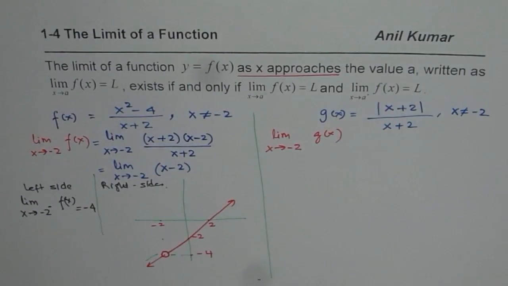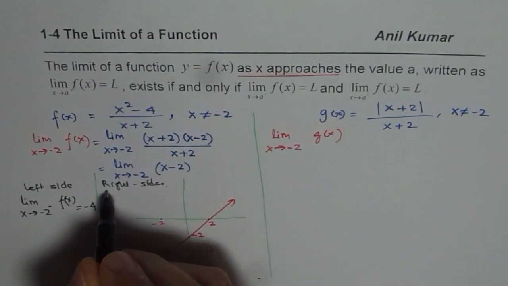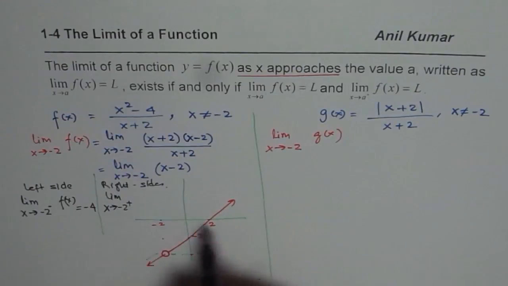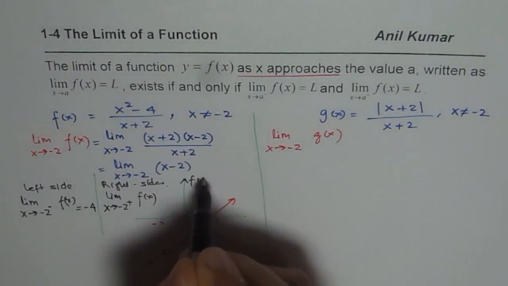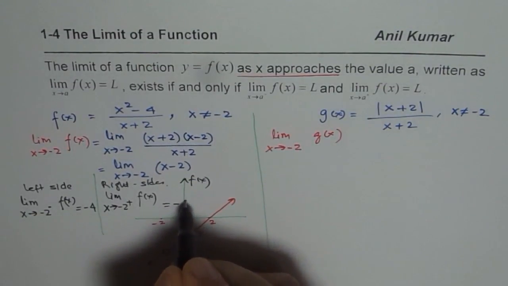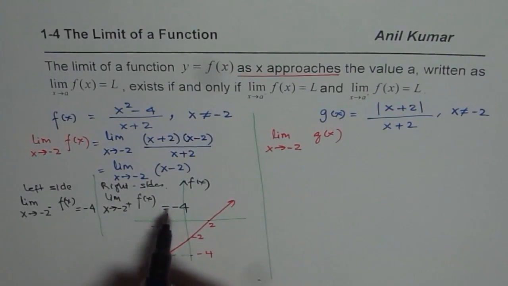How about when I am approaching from the right side? So when I am approaching from the right side, I'll write like this, limit x approaches minus 2 plus. Plus means approaching from the right side for the same function. This is our function f of x, right? What is the value we are approaching? So if I am approaching from here, I am also approaching minus 4. So this limit is also minus 4. What we clearly see in this particular example is that both side limits are the same, right? So both side limits are minus 4.